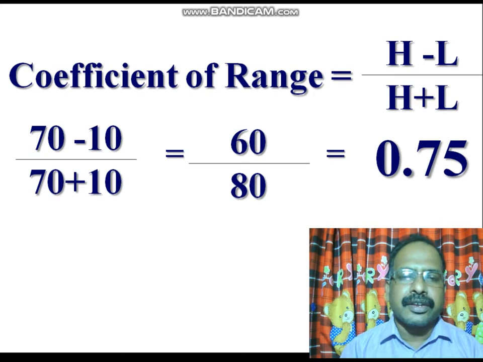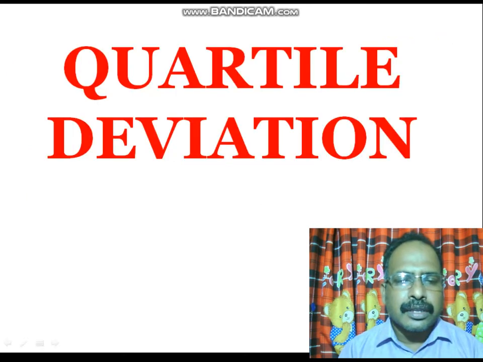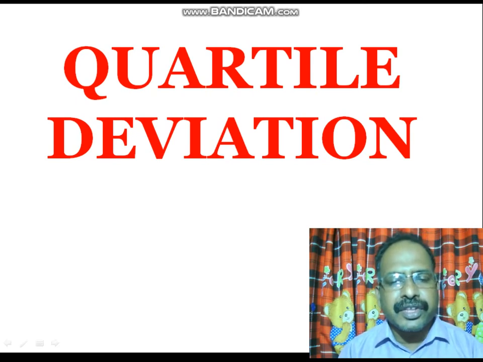And we can say that range is the simplest method of computing the measures of dispersion. Then quartile deviation. Another simple method of computing measures of dispersion is the quartile deviation.